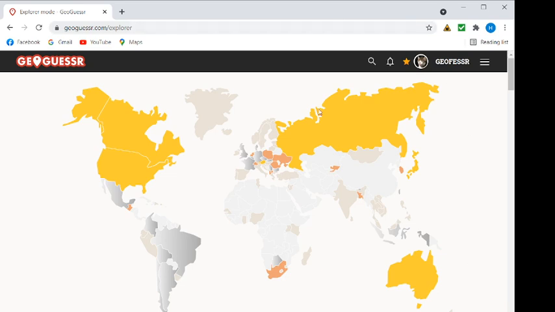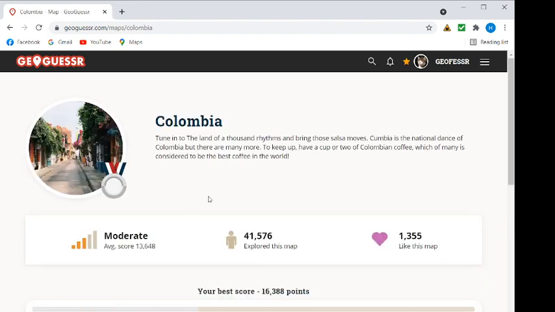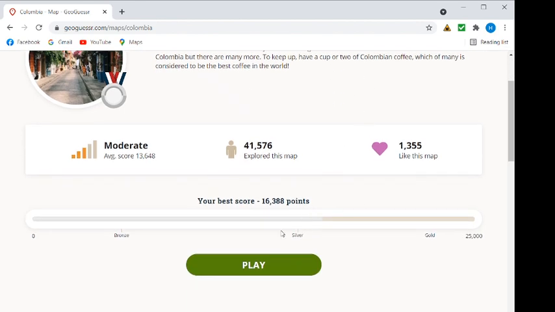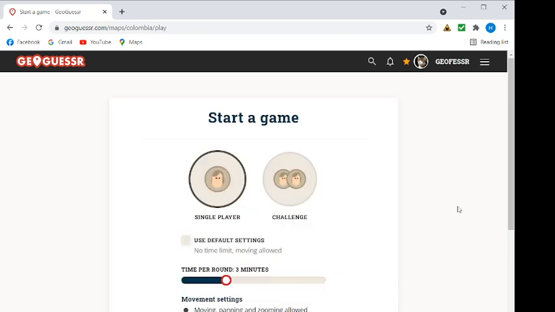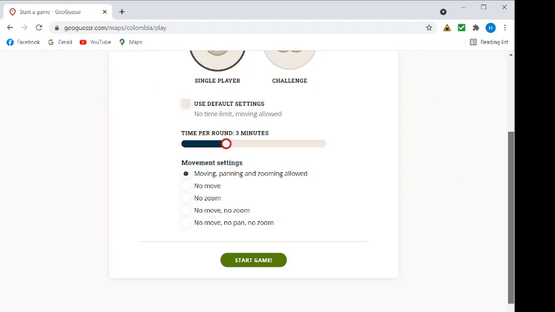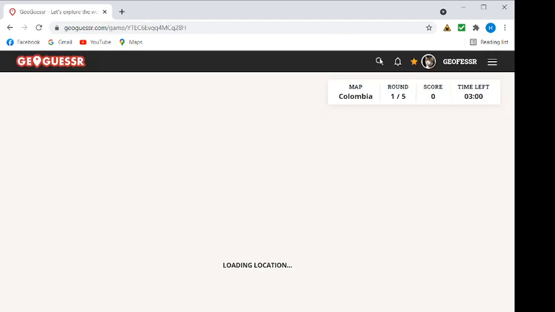Okay, so in our continuing series of GeoGuessr expeditions, today we have Colombia. First thing, it's not spelled the same way as the District of Columbia, Columbia, South Carolina, or British Columbia. Colombia, the country, has an O here. Okay, so now we can start. Usual settings.